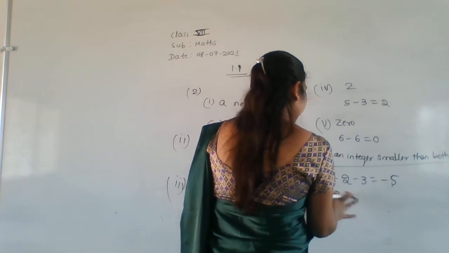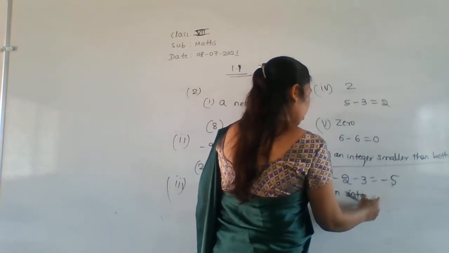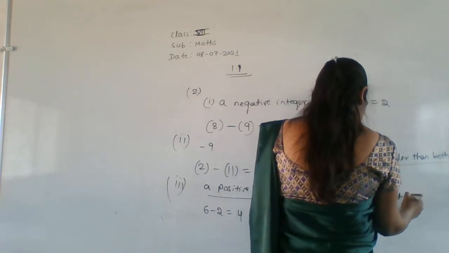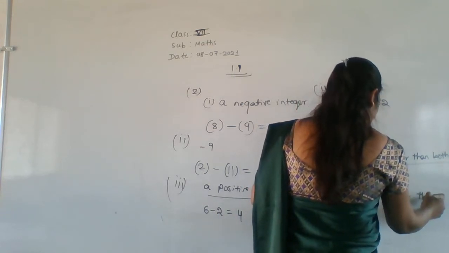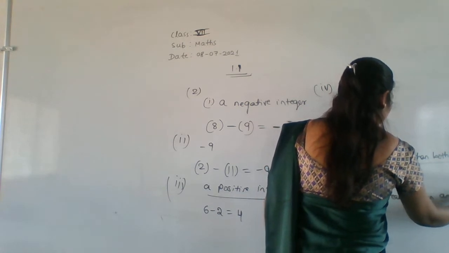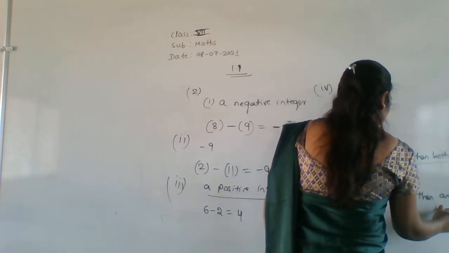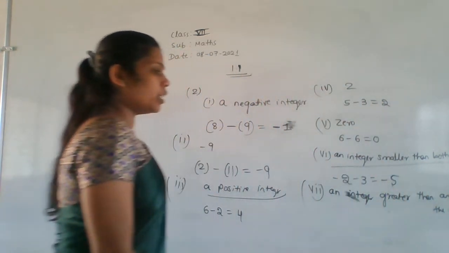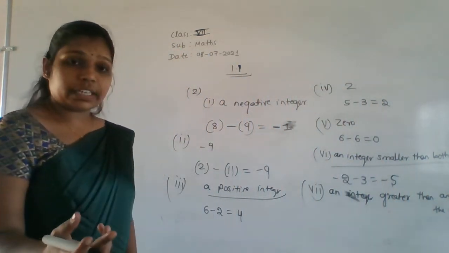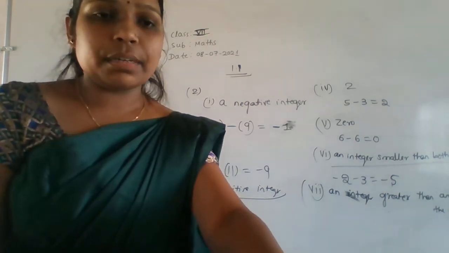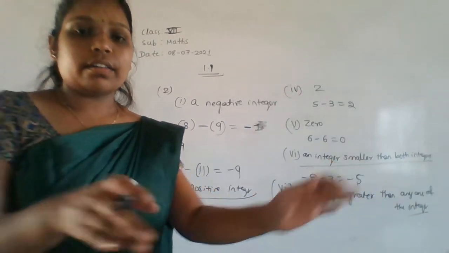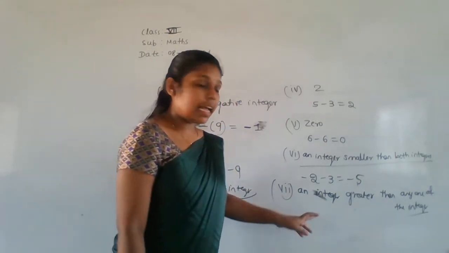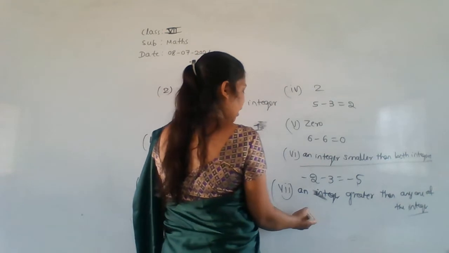An integer greater than any one of the integers. Okay, so an integer greater than any one of the integers. Any one of the integers means here, wait. Any one of the integers means you can take any one value.